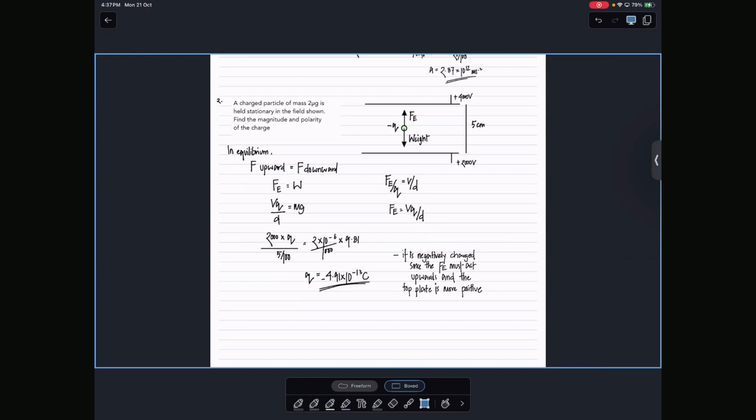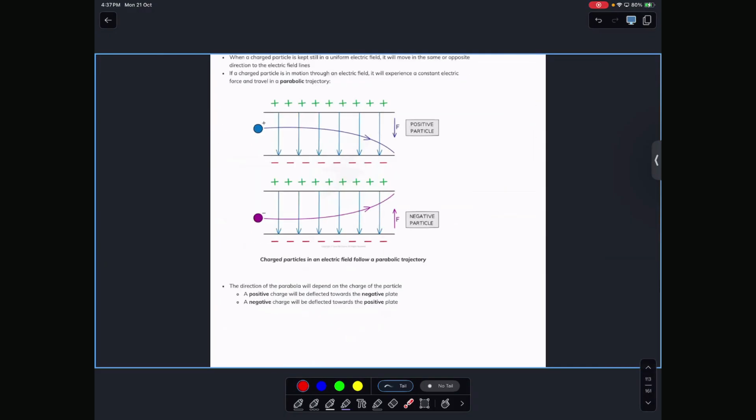Yeah, so the object's weight is supposed to act downwards, right? So if the object's weight is acting downwards, it should go down. So to prevent it, you have an upward force. Done? Everyone? Okay, so we'll move on.